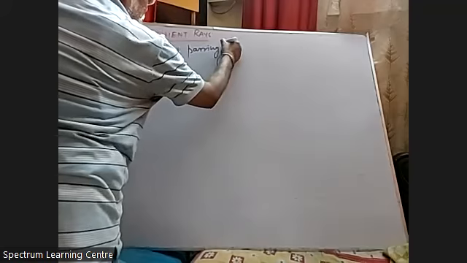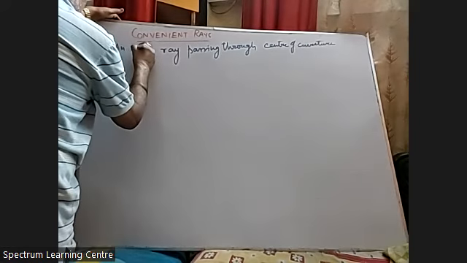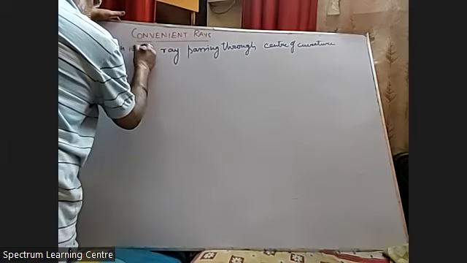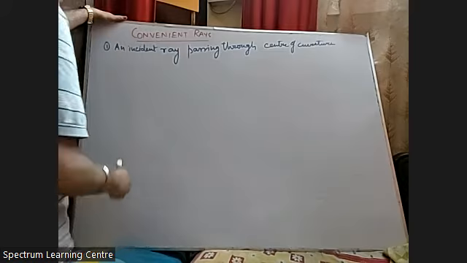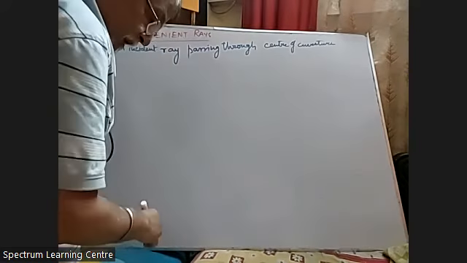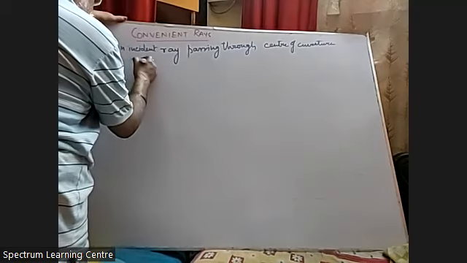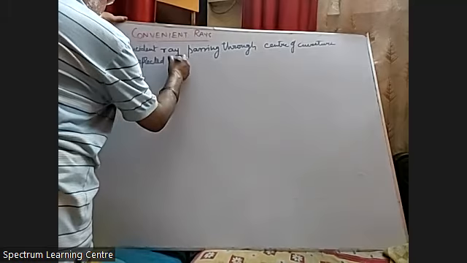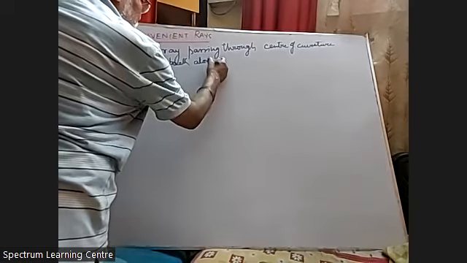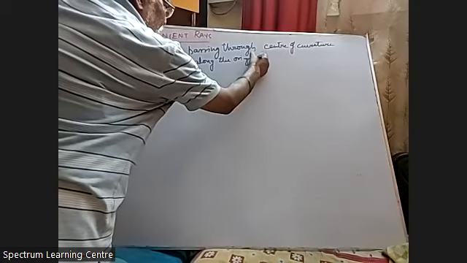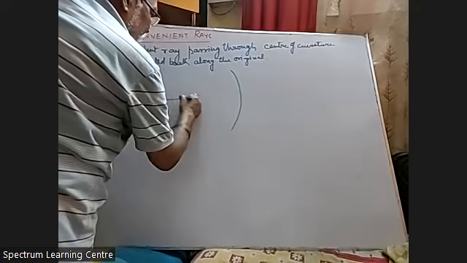A ray passing through the center of curvature, or you can write an incident ray passing through the center of curvature, is reflected back along the original path. It is very simple to understand why they are saying so.